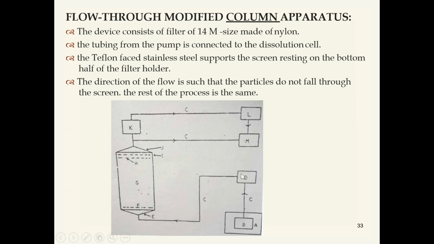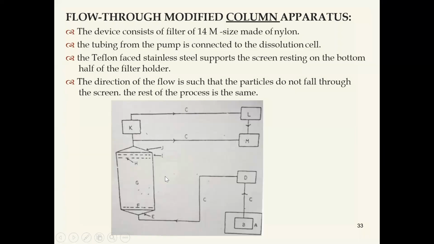So what is the use of the pump? The pump is operated at variable speed. It is capable of delivering the dissolution medium at a flow rate of 7 to 150 ml per minute. This pump allows the use of 0.1 normal HCl without causing pump deterioration. After that, the tubing from the pump is connected directly to the bottom of the dissolution cell.